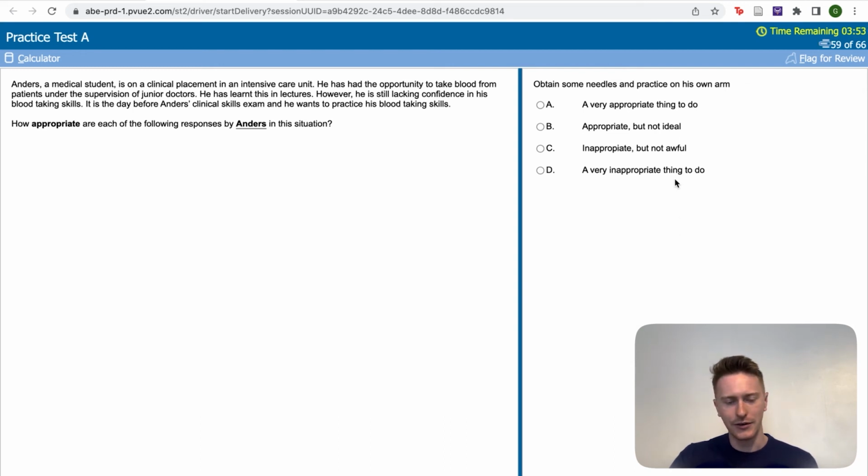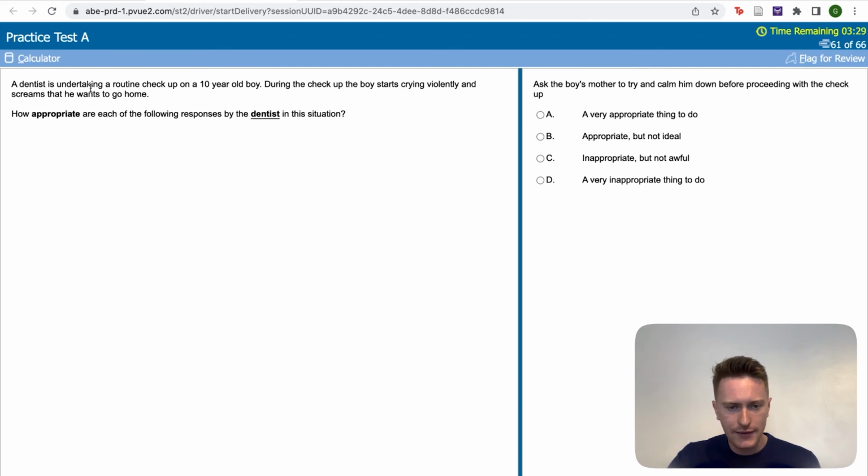Obtain some needles and practice on his own arm. This guy is hardcore. I think we can all agree that's very inappropriate. Why would you be stabbing yourself with needles? Review his lecture notes. Now, you could say that's very appropriate because it is. I mean, it's not a bad thing. But the whole point is he wants to practice the practical aspect of it. So I think it's appropriate, but it's not ideal. He's not going to gain much from it, but it's not going to be a bad thing.